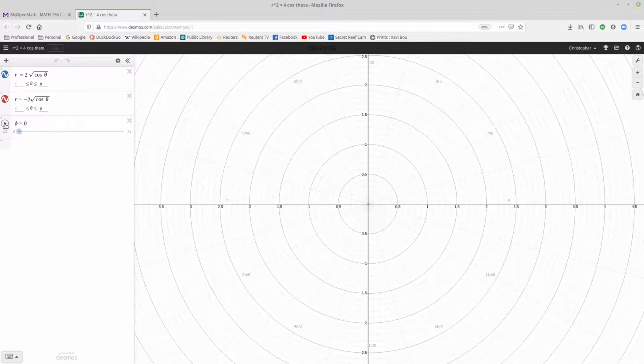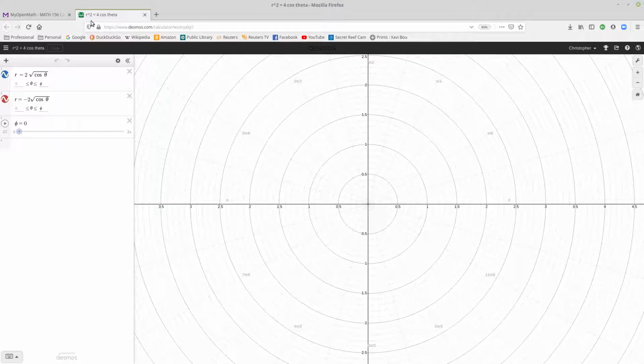So we can hit play, and maybe I'll do that in a moment, but I want to start scrolling this a little bit manually so you can see what happens. Whenever I look at the original equation, if I plug in for theta the value 0, I'm going to have 4 cosine 0, which is 4 times 1, or 4. But my equation tells me that r squared is equal to 4. And all of you by now should know that that's going to have two solutions, r equal to positive 2 and r equal to negative 2.